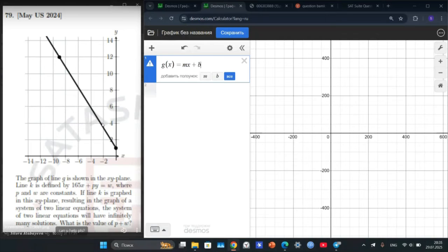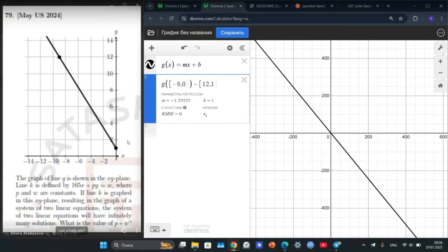I just take 2 points. Let it be, I have to write down the x's first. It's going to be -9 and 0, which correspond to 12 and 1. I just want you to notice this fact: as soon as I write down the x's, I have to write down the corresponding values, -9 and 12. This is what I have to write to find b and the slope.